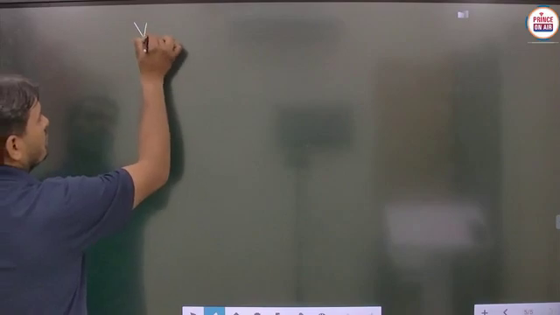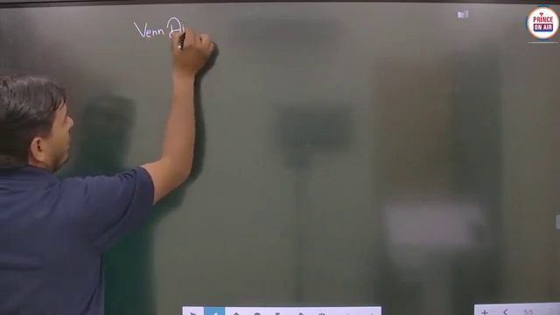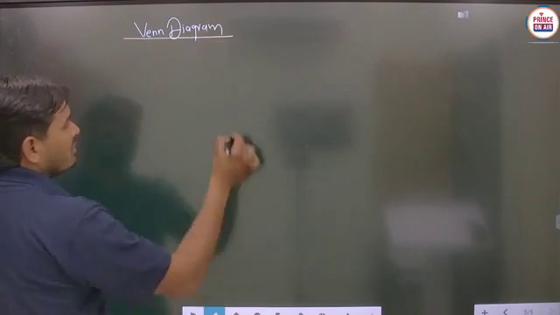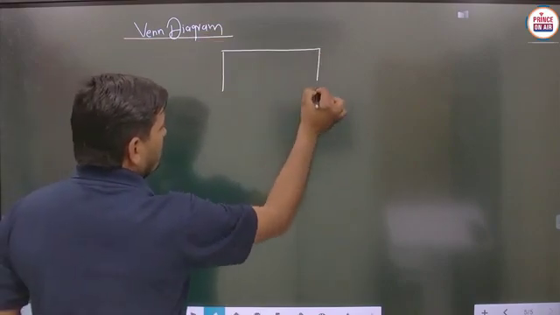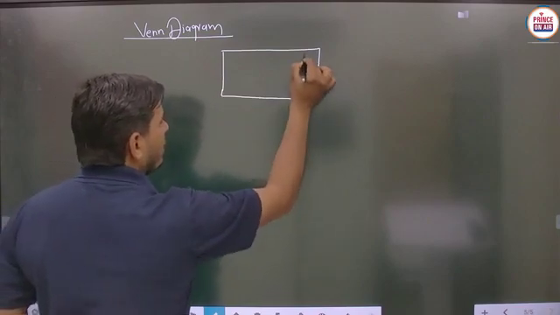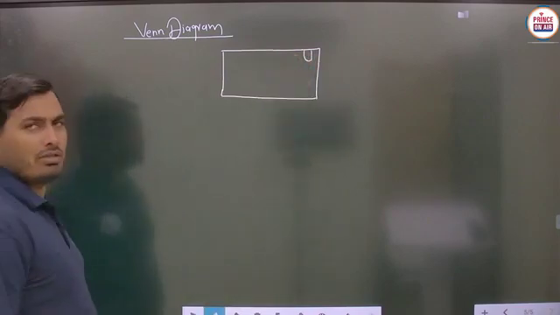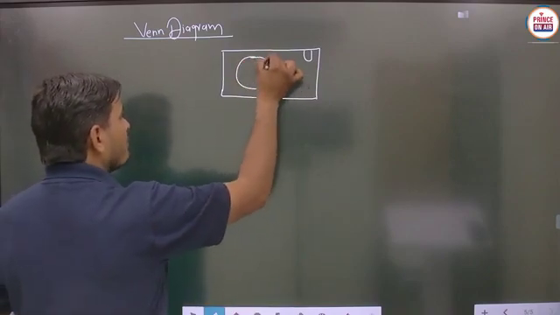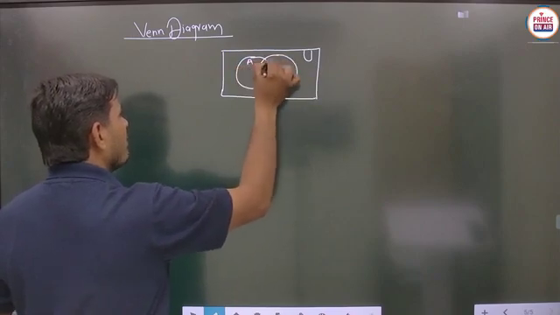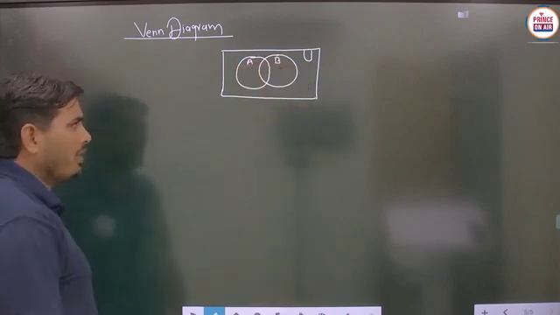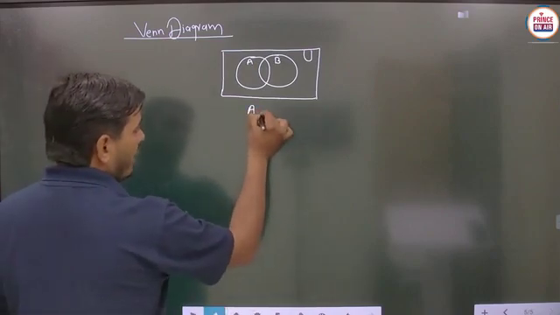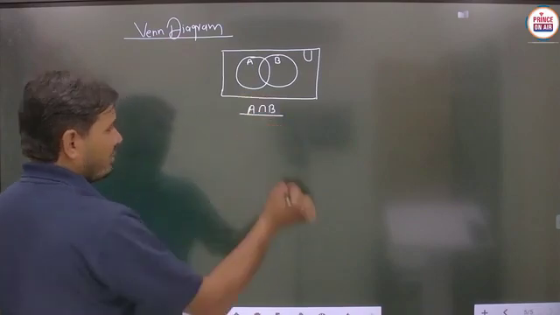The next part, Venn diagram. We have to see the Venn diagram for the intersection operation. Suppose a Venn diagram is to be made, then student, we have to make the rectangle for the universal set always. This is the very basic phenomenon. Now we have to make two subsets like this, A and B. Now, student, we are making the Venn diagram of A intersection B. Is that clear?